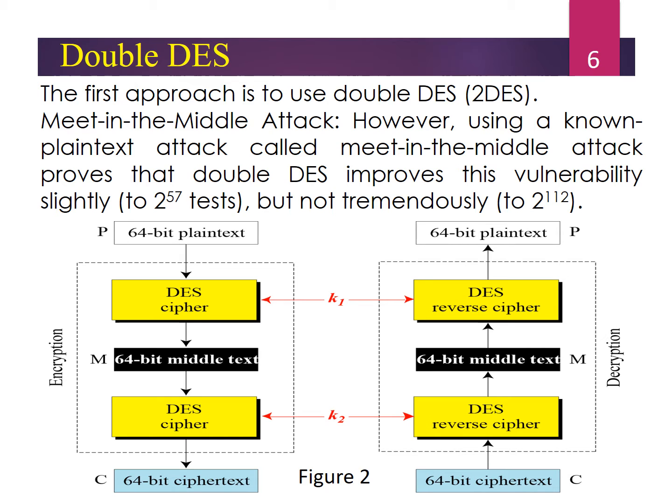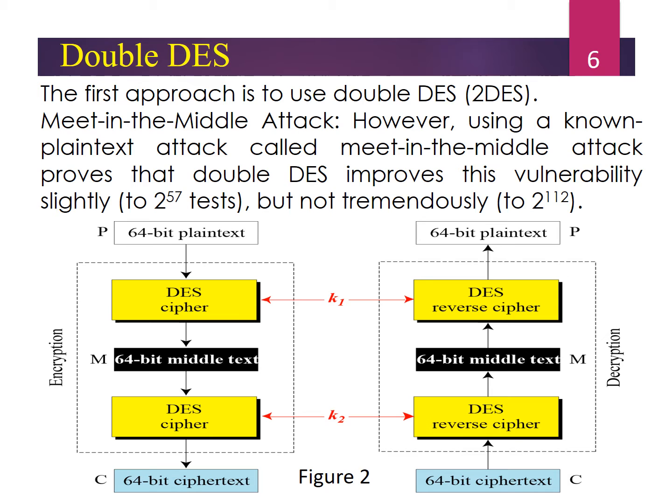The diagram, figure 2, shows that P, a 64-bit plaintext, is passed to the DES cipher, which converts it to a 64-bit middle text. Using this middle text, it is passed to another DES cipher with a second key. The first time the key is K1 and the second time the key is K2, and the output generated by K2 is the 64-bit ciphertext C. This is called encryption.